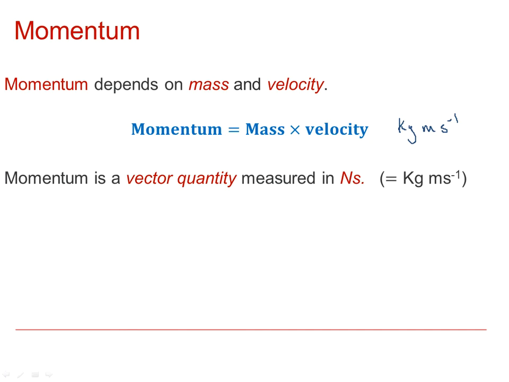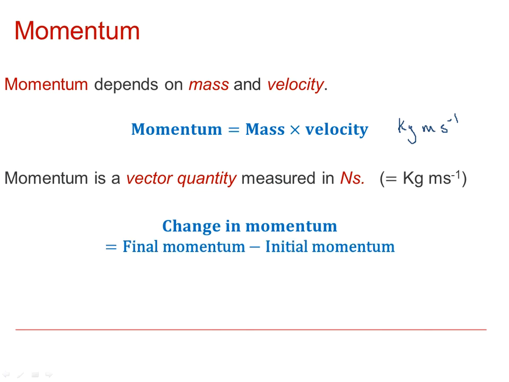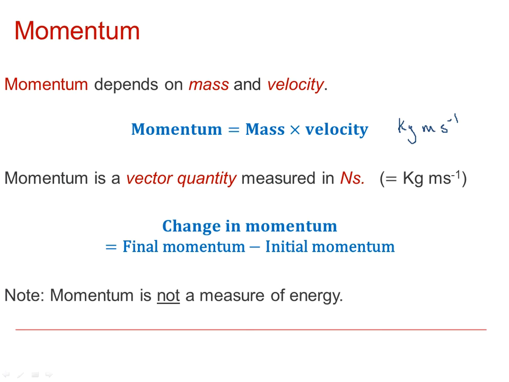Notice that velocity is a vector quantity, and therefore the momentum must also be a vector, so it has not just magnitude but also direction associated with it. Change in momentum, which is something we'll be considering in these and later videos with collisions, is defined as being the final momentum minus the initial momentum. Notice that momentum is not the same as energy.